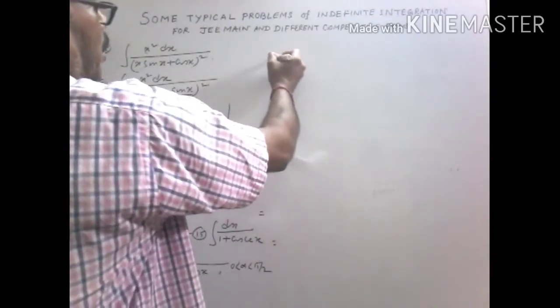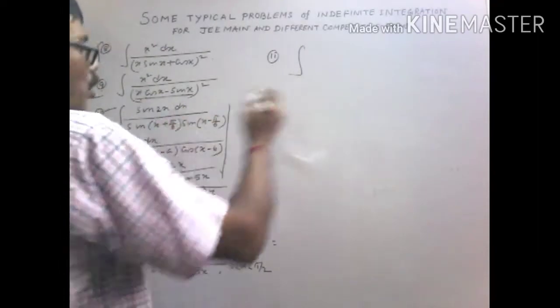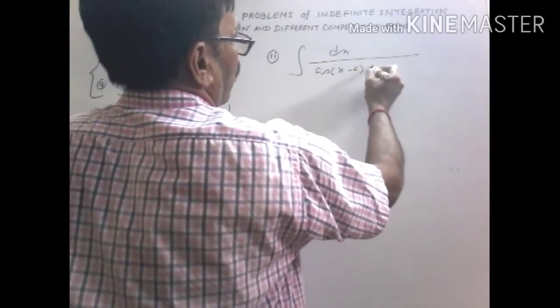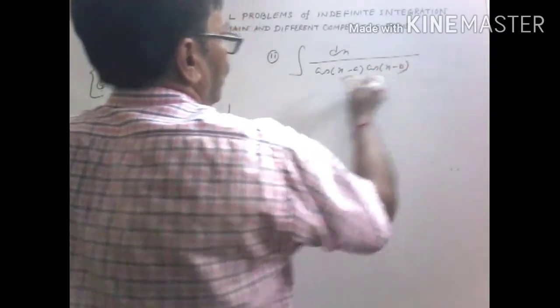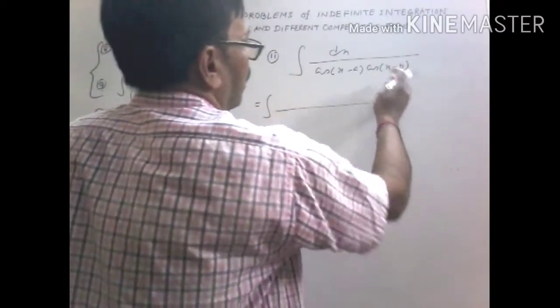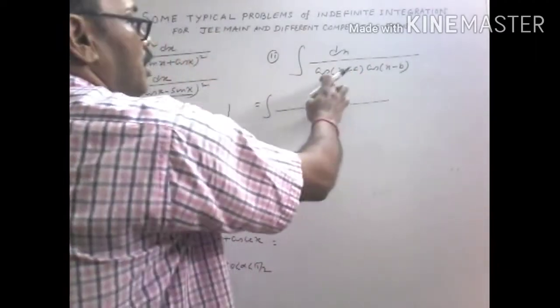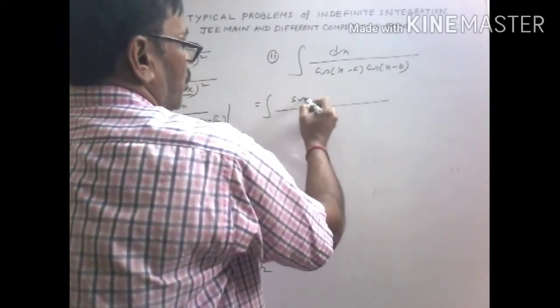So we consider problem number 11 first. 11: dx by cos x minus a, cos x minus b. Now what is the difference of angle? a minus b. The difference of angle is a minus b or b minus a.